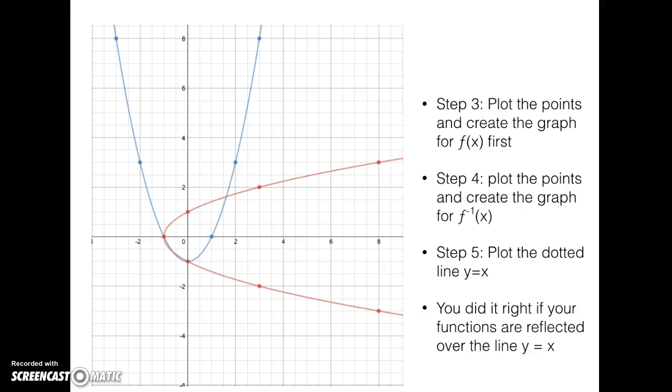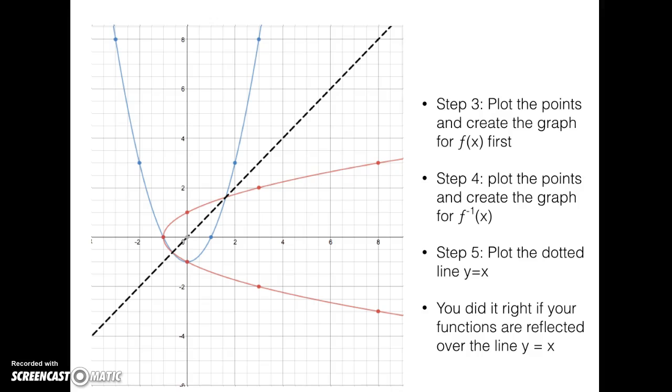The final step is to plot the dotted line y equals x. So y equals x is a diagonal line that has a slope of 1 and a y-intercept of 0. And we need this line to make sure that we graphed all of our points correctly. You'll know if you did it right if it's symmetrical over the line y equals x. These guys are perfect mirrors of each other over the line y equals x.